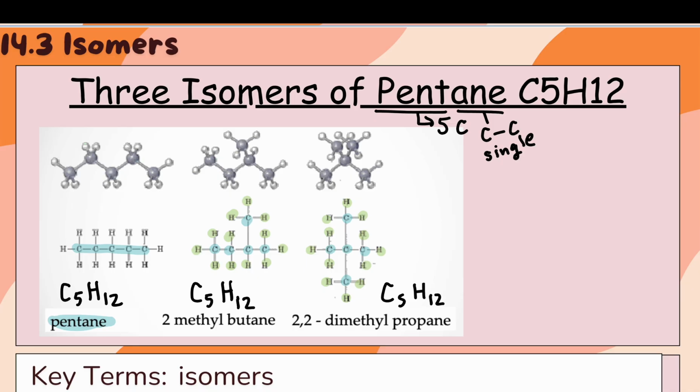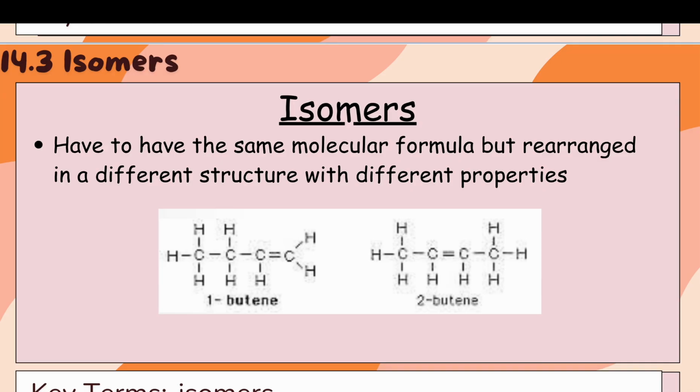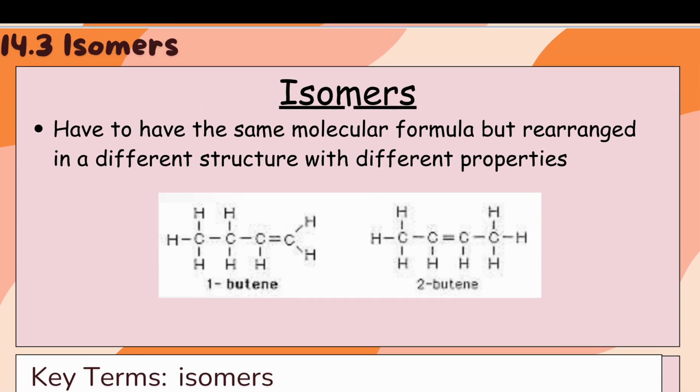All of these different molecules have the same number of carbons and the same number of hydrogens. However, they're all arranged differently, giving them different structural formulas. A different arrangement of their atoms. They're bonded in different ways. And because of that, they're not going to behave exactly the same. So again, isomers have to have the same molecular formula, but they're rearranged in a different structure, and therefore will have different properties.